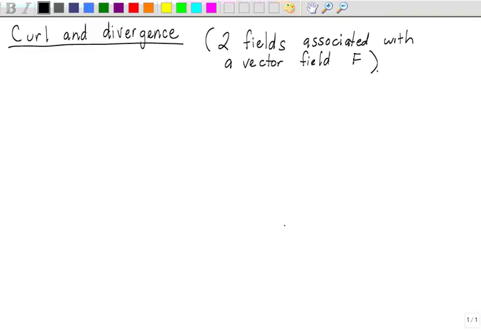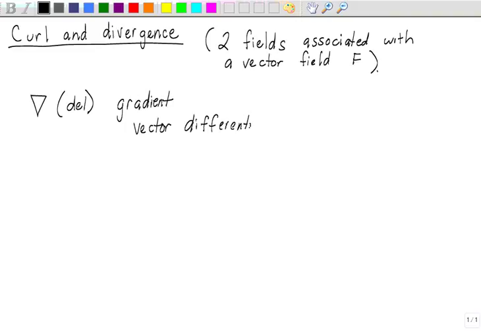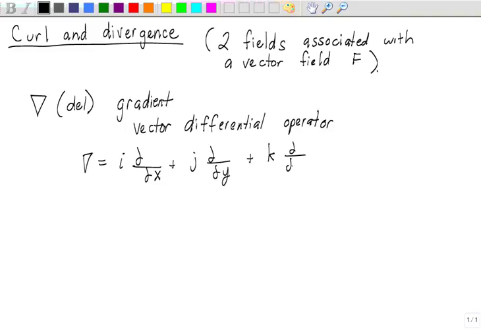Okay, so if you remember, del, or our gradient, is a vector differential operator. It operates on different things, and the definition, let's write down the definition. If f is a scalar function, it operates on f like this.